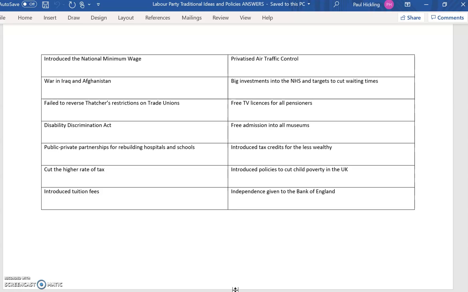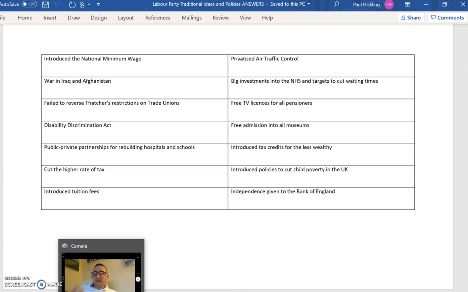We could have a chat about them when we have a Teams lesson later in the week. Like the war with Iraq and Afghanistan, for example, we probably won't know, actually. Old Labour were against it during the time it happened, but we don't know whether that would have been their position in the past. So one like that might go in the middle. But yeah, anything that you don't know, that's fine. We'll have a chat about it when we have a Teams meeting later in the week.